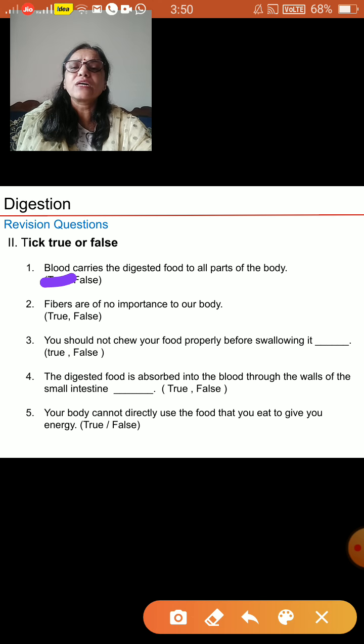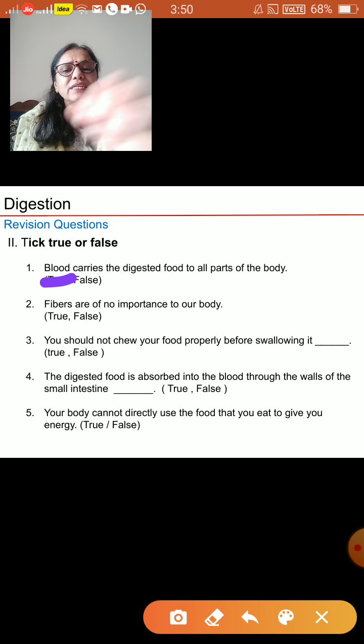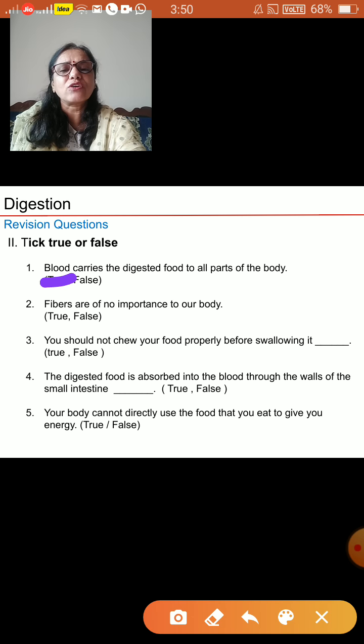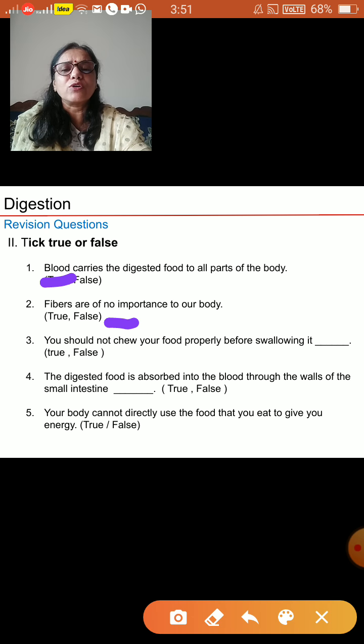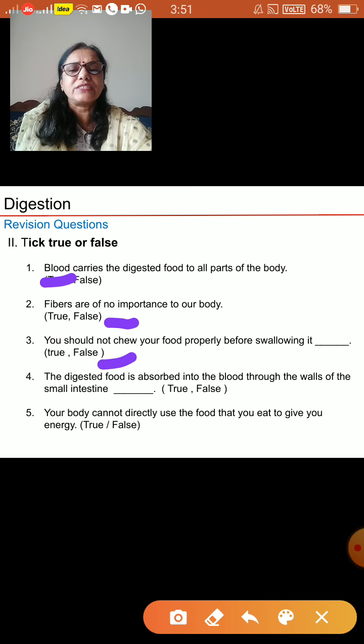Next, fibers are of no importance to our body. True or false? It is false, because fibers are of importance to our body. You should not chew your food properly before swallowing it. Whether it is true or false? It is false, because you should chew your food properly before swallowing it.